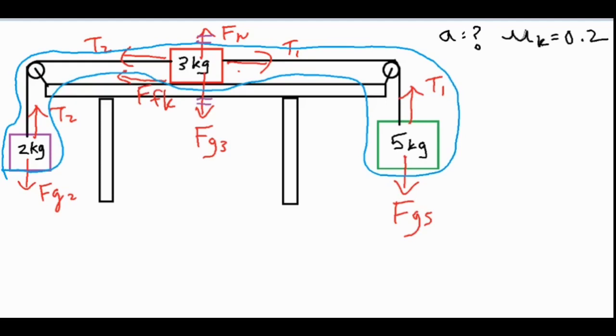So there's only 3 forces that we need to mainly focus on, which are these. The FG5 is going to be the main driving force of the entire system. And then we have the force of friction and the FG2 that are counteracting that FG5. So let's go ahead and set up a formula for those 3 forces and then set that equal to MA.